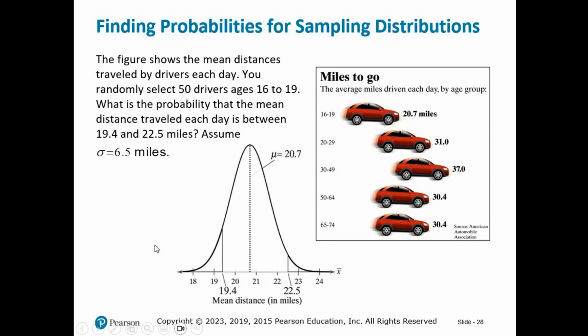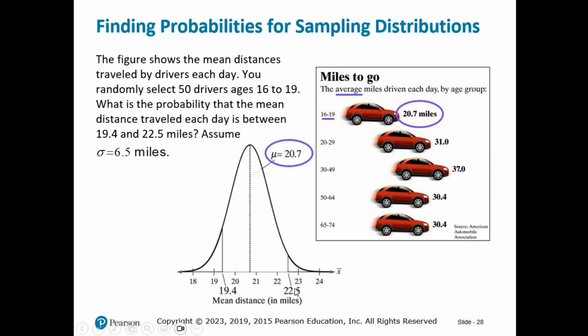Well, the central limit theorem tells us that because our sample size is greater than or equal to 30, which it is, it's 50, the sampling distribution of sample means is approximately normal, with a mean mu sub x bar equal to the population mean. Well, our population mean is given to us in the picture for the age range 16 to 19 as 20.7 miles. So the mean of the sample means is 20.7.